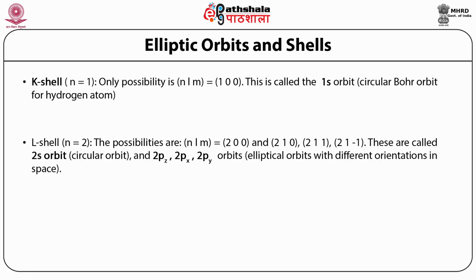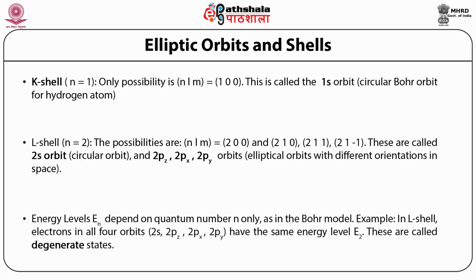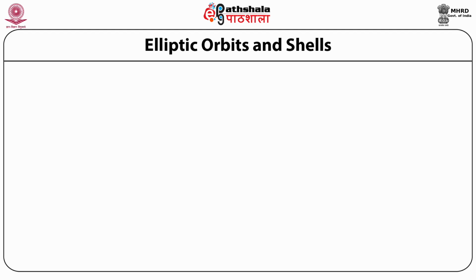And then the next point is to note that the energy levels depend on the principal quantum number n only, as in the Bohr model. So for example, in the L shell, all the 4 orbits, 2s and the 3 2p orbits, have the same energy level, E2, which is calculated from the Bohr model by putting n equal to 2 in the expression for the energy levels. So these are called degenerate states, and we'll learn much more about these things when we talk about the Schrödinger equation in modern quantum theory. We just say a few more words about the elliptical orbits and shells.